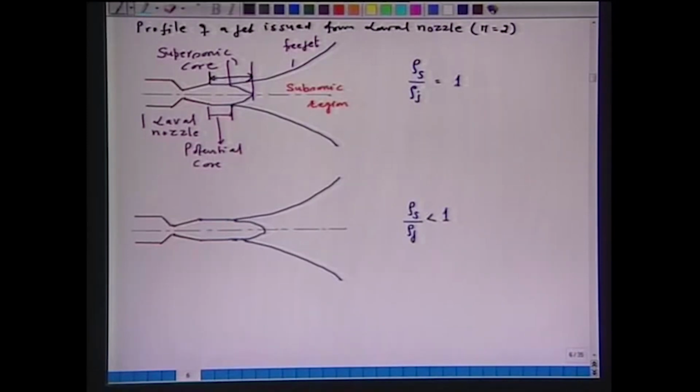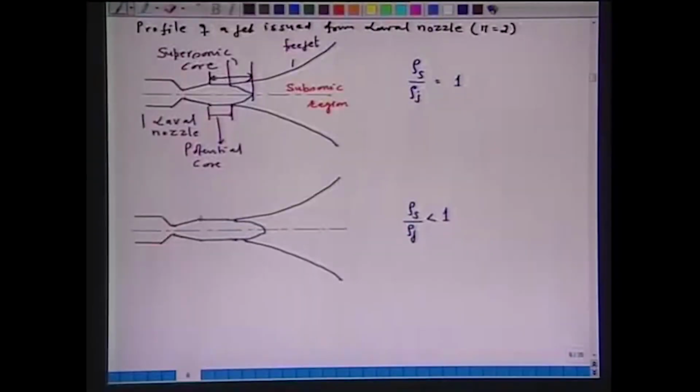Now, if the ratio is equal to 1, then I have shown here whatever the length is, potential core is this, length of supersonic core beyond potential core is from here to here, and total length of supersonic core varies from here to here. Now, suppose if the ratio is less than 1, density of surrounding is less than the density of the jet. Jet is denser, so jet will be able to diffuse much higher in the surrounding as compared to when its density ratio is equal to 1.